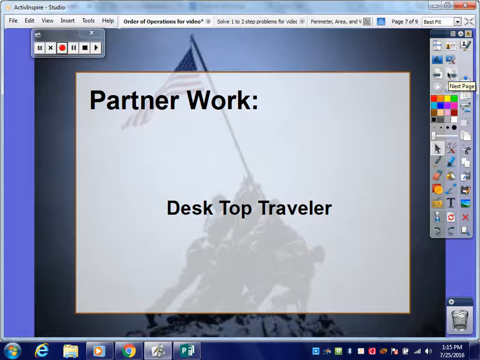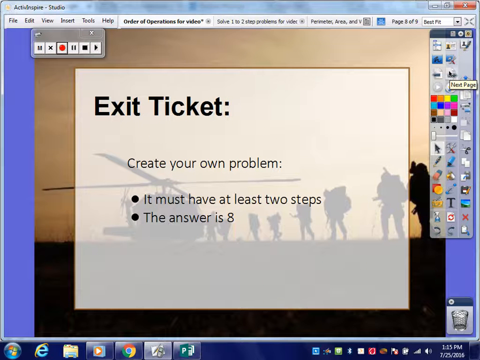All right, so for our partner work today, we're going to do Desktop Traveler. After about 20 minutes of the Desktop Traveler, we would then do our exit ticket, which would be to create their own problem, and they would have to have at least 2 steps, and the answer would need to be 8.